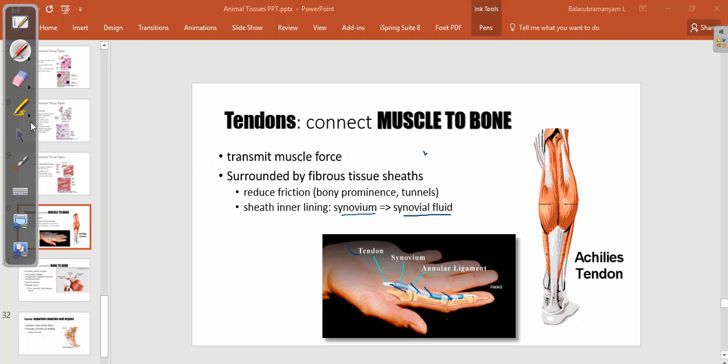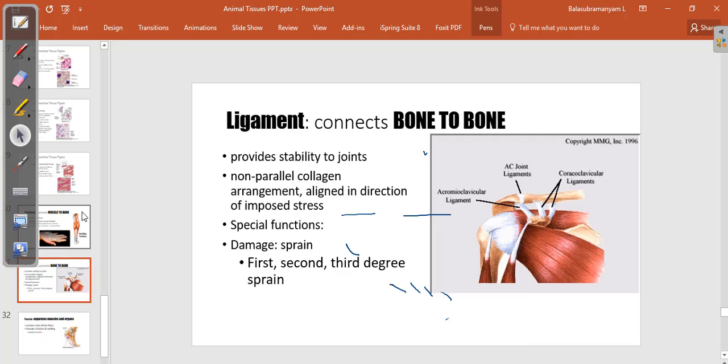And now let us look at the next one, the ligament. Which connects bone to bone. You can see different ligaments connecting bone to bone. And generally we have a medical condition called a sprain. So when these ligaments are stretched larger than allowed, they are going to cause a sprain. So that's about the ligaments part, right?